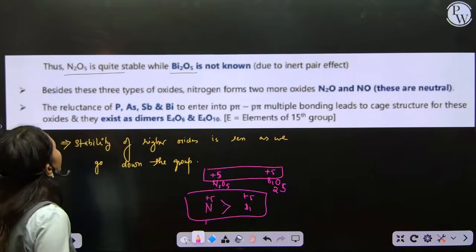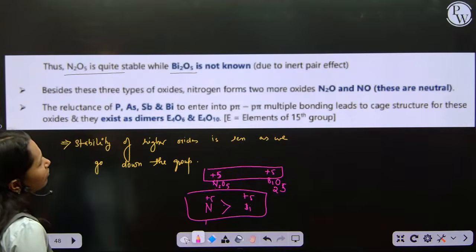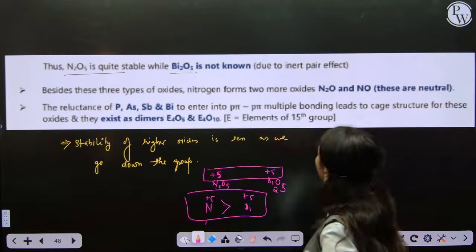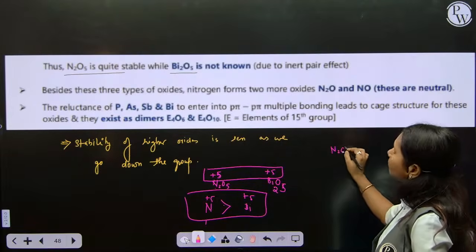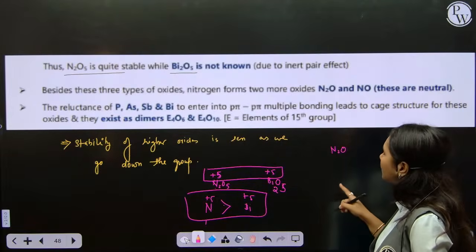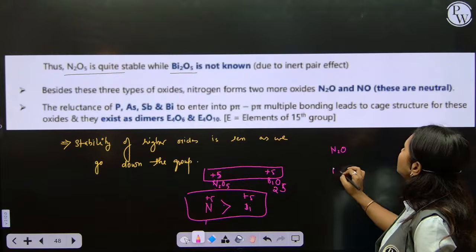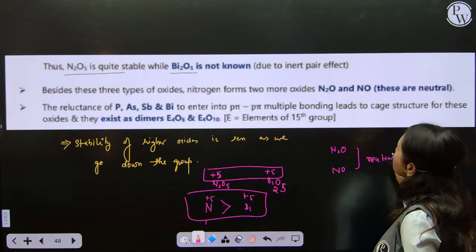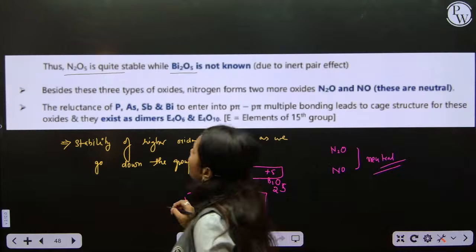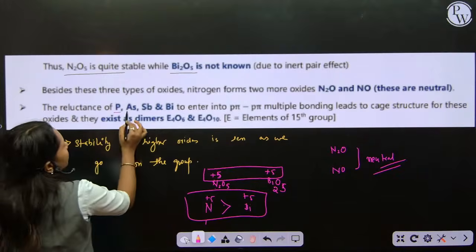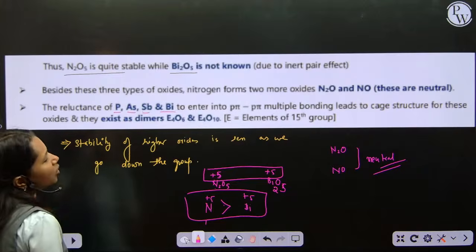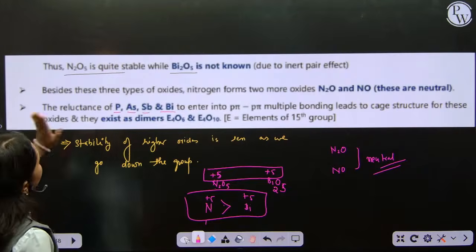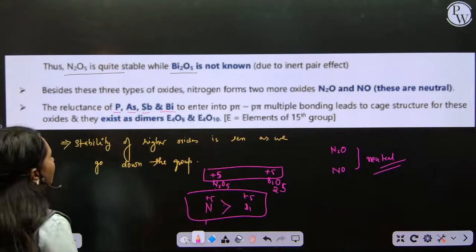Okay, fine. Besides acidic, basic, neutral, and amphoteric oxides, nitrogen forms N2O and NO, and these are the neutral oxides, right? The reluctance of phosphorus, arsenic, antimony, bismuth to enter into p-pi multiple bonds leads to cage structures for those oxides. They exist as dimers, right?